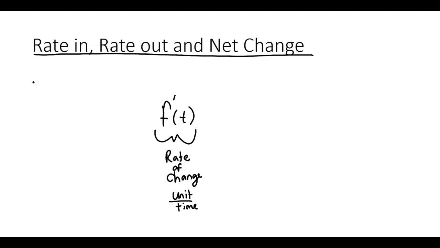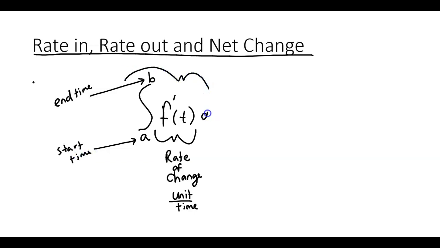Now, what we just talked about, though, in the last slide, is that if you integrate this from A to B, where B is your ending time, and A is your starting time, what that tells you is your net change in F over the time period A to B. So how much the antiderivative changed over time.